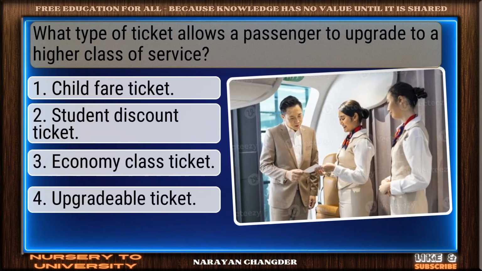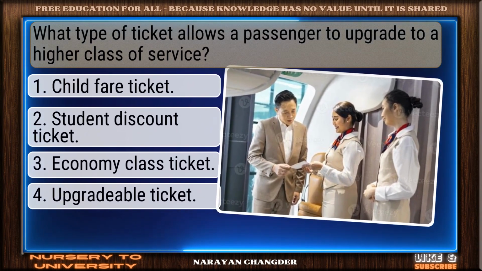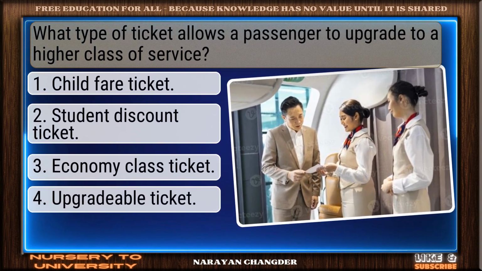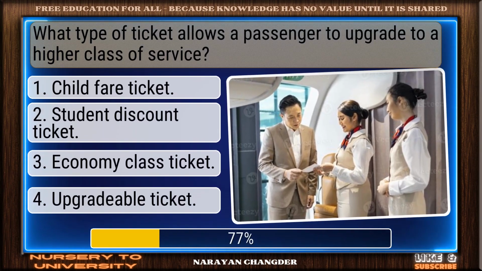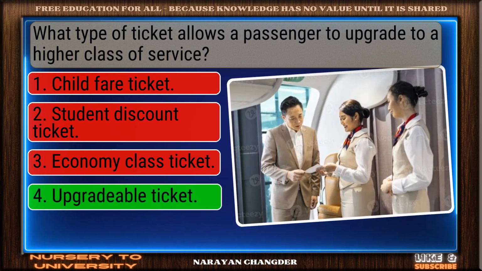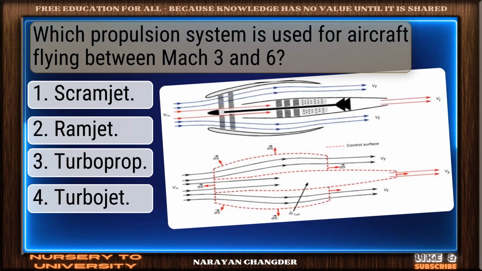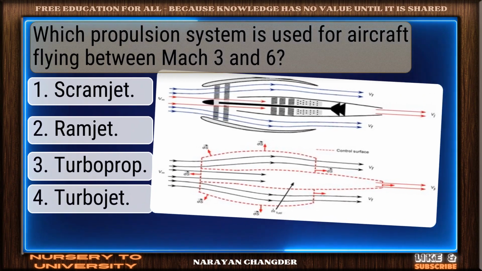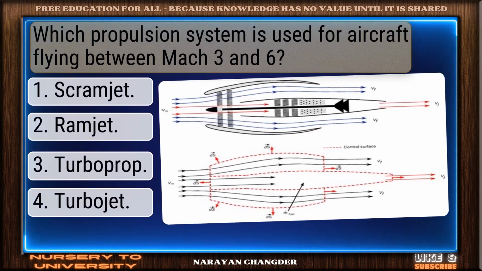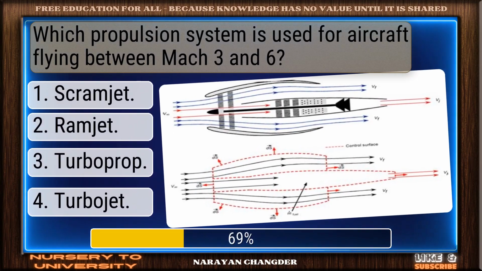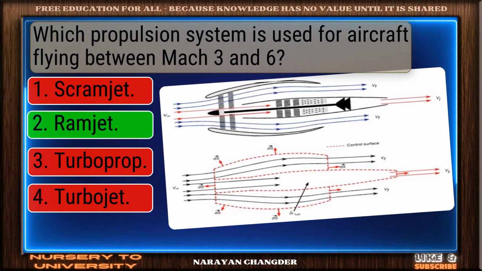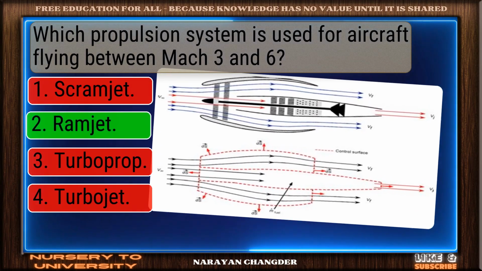What type of ticket allows a passenger to upgrade to a higher class of service? Correct response. Upgradable ticket is the most accurate answer. Which propulsion system is used for aircraft flying between Mach 3 and 6? On track. Ramjet is the correct answer.